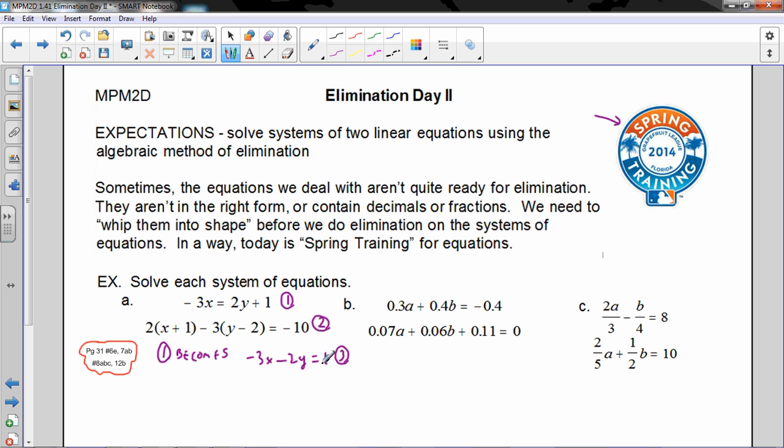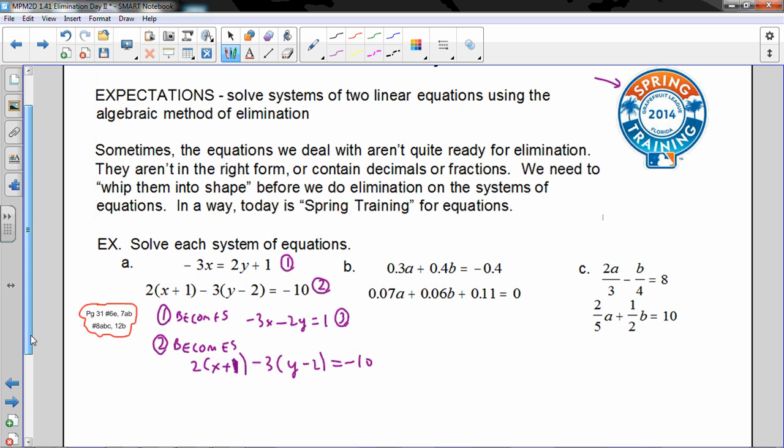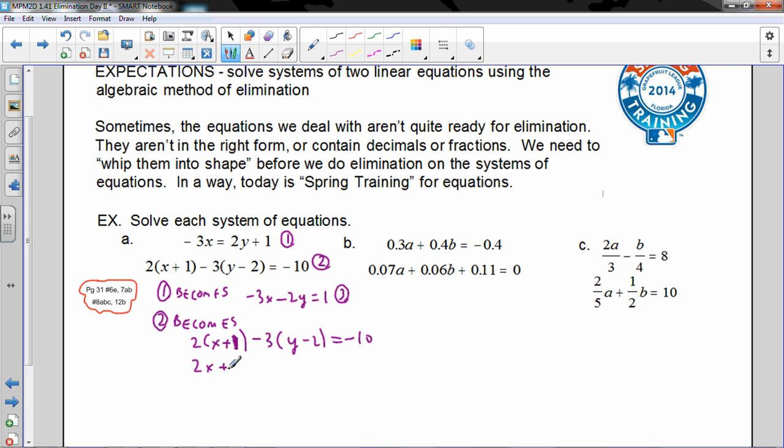This one, not much spring training needed. It was only a little bit out of shape. This second one, though, is way out of shape, right? It doesn't look like a line at all. It looks like a mess. So we have to do some serious wind sprints on this one. We need to whip this one into shape. And what do we need to do? We need to remove the brackets, multiply through and remove the brackets, collect some like terms there.